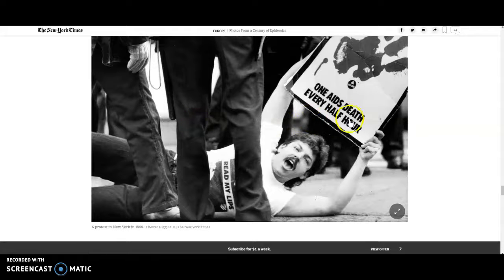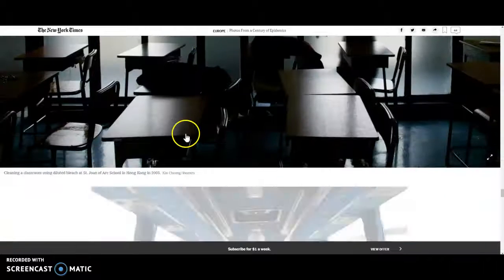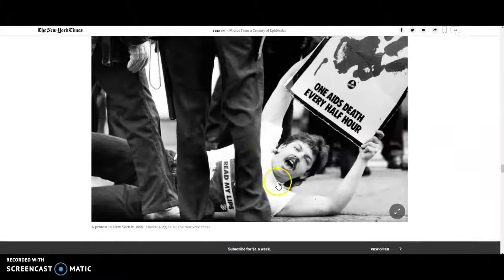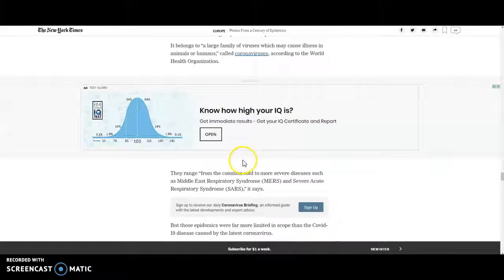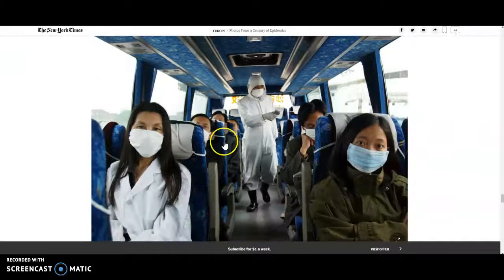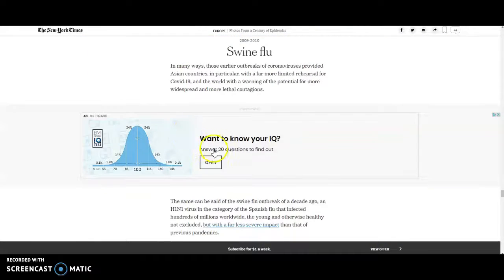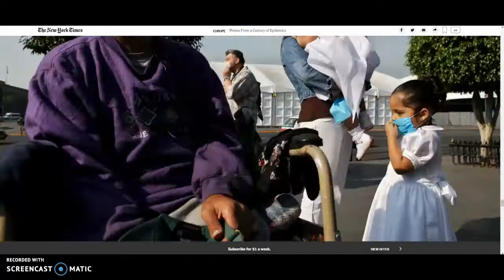And then more. This is the AIDS virus. There was apparently a protest going on there. I don't know if we've had protests with coronavirus. Ooh. Well, the biggest protest we've had with coronavirus is college kids going on spring break in Florida and going to the beaches when they're told not to. And then more stuff, buses, little ballerina girls with masks on, more masks. All right, you guys get the idea.